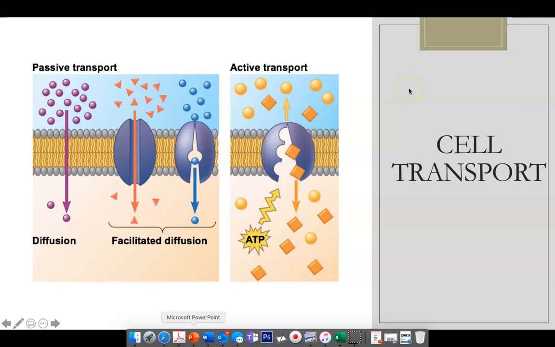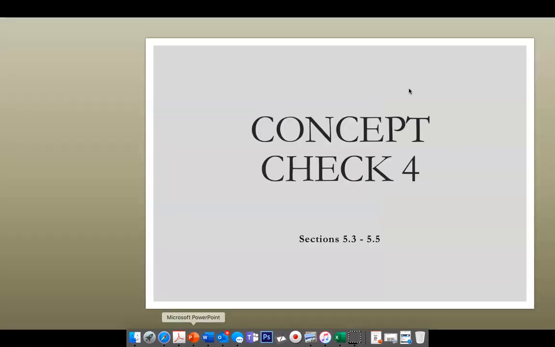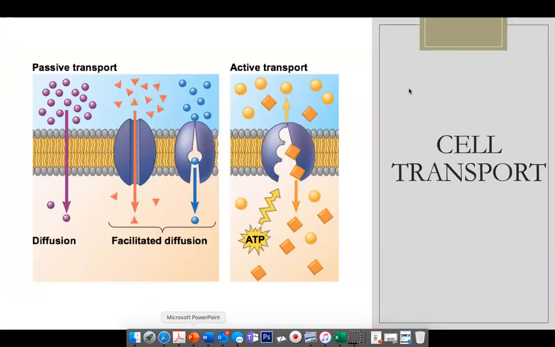Hey guys, this is the fourth concept for Unit 2, the fourth and final concept. Unit 2 covers sections 5.3 through 5.5. This is the one that we went over in class. This is the voiceover for the PowerPoint presentation so that you can have a reference to go back and use.